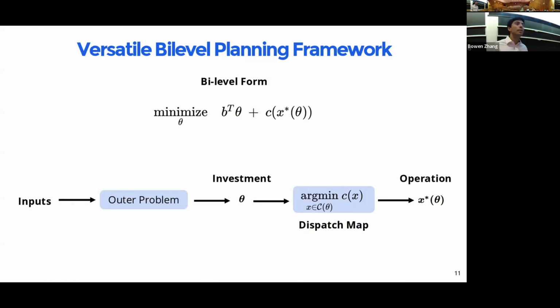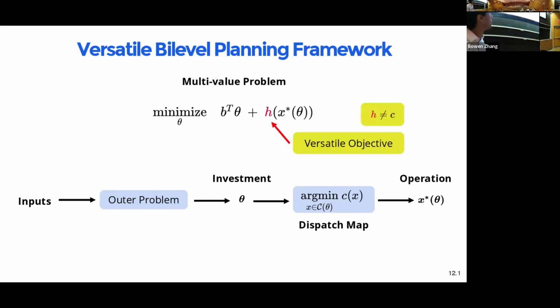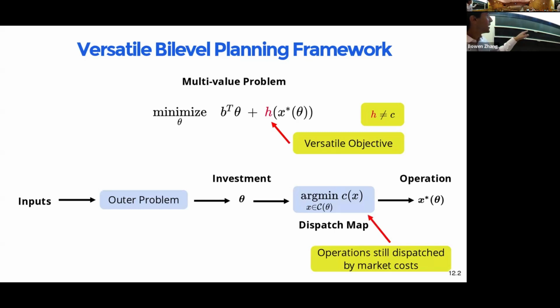And so why might you do this? Well, for one, in this framework, we can change the objective in the outer problem from C, which was our operation cost, to H, which could be basically anything. This could be, for example, the surplus available to the consumer or the total emissions. But you might say, okay, well, you can do this with normal joint optimization. In this case, the operations are still dispatched using market cost. In practice, electricity markets are cleared by cost, and I don't think that's going to change anytime soon.